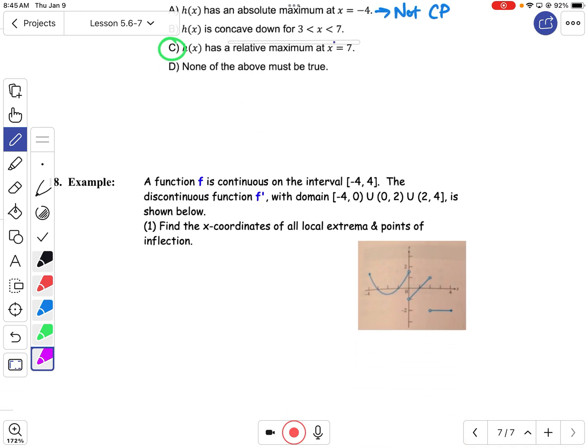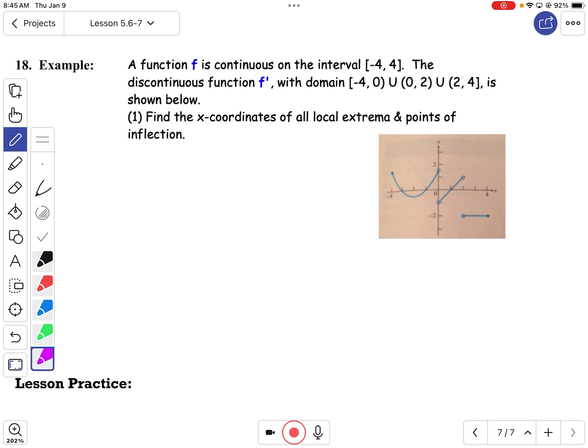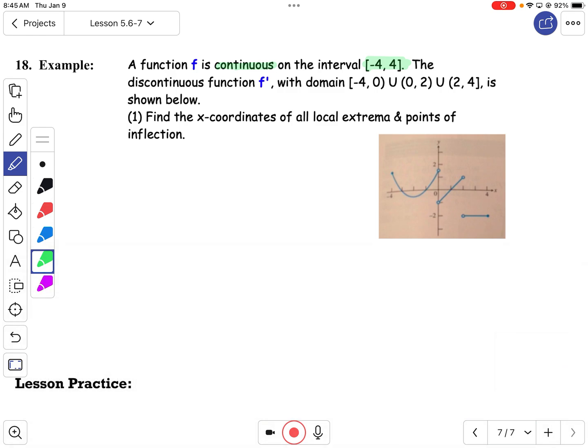All right, last one. Last one, best one. Okay. So it tells me that a function f is continuous on a closed interval from -4 to 4. Okay, that's probably important. All right, continuous on a closed interval. Then it says the discontinuous function f prime with its domain is shown below. Okay, so this is a picture of f prime. So this is x, and this is f prime at x. We want to find the x-coordinates of all local extrema and points of inflection.